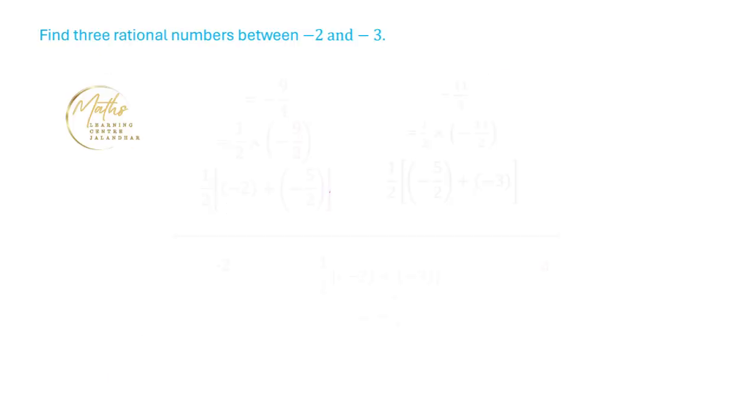Next we give an example of this method. Suppose we have to find three rational numbers between -2 and -3. So we have drawn this number line over here. You need not draw the line, you can directly apply the formula. I'm drawing the line to make you understand what is happening in this method. So suppose this is the point -2, and this is the point -3.